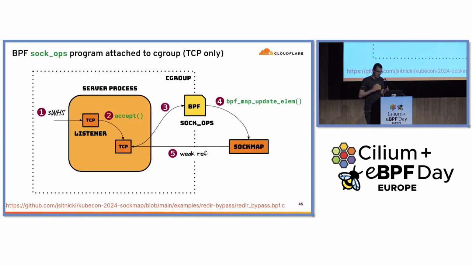Finally, there's one more way to get your hands on sockets and insert them into Sockmap. This is what we have seen in use in our demo in the beginning. You can also attach a special BPF program type called sockops to a control group, and this program will be called whenever a connected socket is created, either passively or actively, and it will be able to take this socket object and put it into Sockmap.